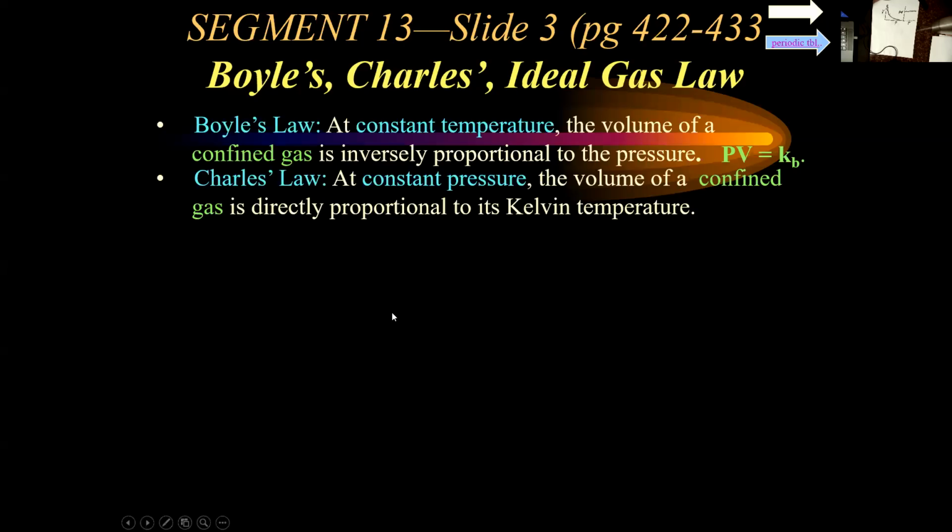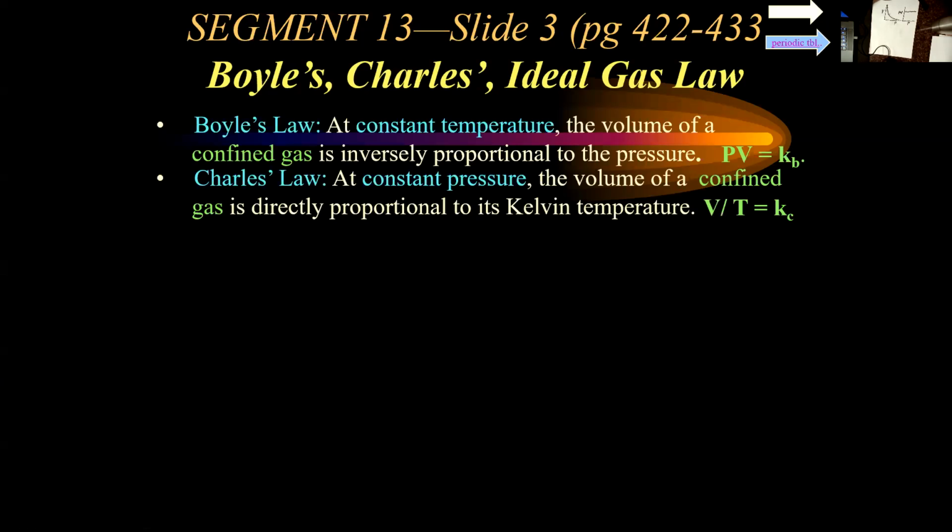Okay, now, so in Boyle's law, P times V will be a constant. It changes: if P goes up, V goes down, but the product stays the same. Charles' law is measured at constant pressure. And what Charles' law says is that the volume of a confined gas is directly proportional to its absolute temperature, Kelvin temperature.